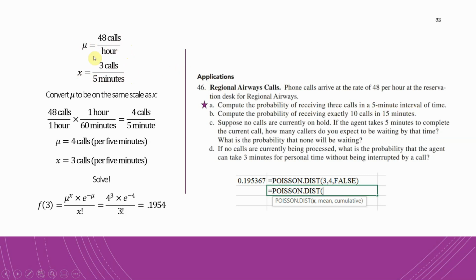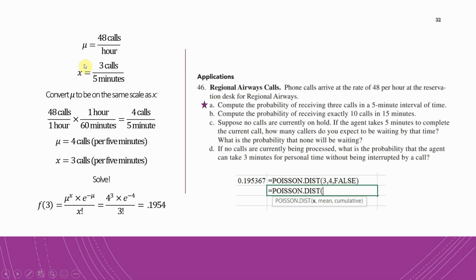If you'll notice, the mean and this 3, what we're interested in calculating the probability for, are not on the same scale, right? 48 calls per hour versus 3 calls per 5 minutes. We need to always make sure that we're on the same scale. Otherwise, if you just start plugging in mu is 48 and x is 3, you're not going to get the right solution, because you have different intervals. So remember to always work in the same interval. This is a 1-hour interval, this is a 5-minute interval, not the same.